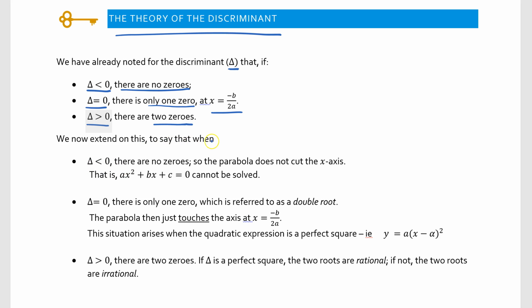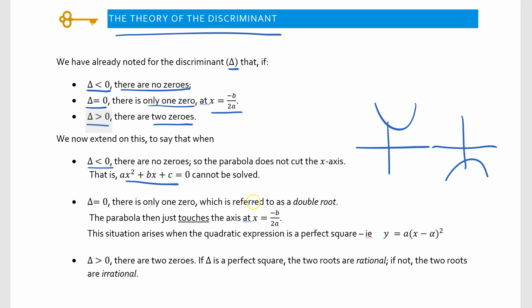So we're just going to build on that now to say if the discriminant is less than zero, then again, something we already know, that can't be solved, the parabola doesn't cut the axis. So depending on the value for a, if a is positive, our parabola must be concave up and doesn't come below the axis. If a is negative, our parabola must be concave down and doesn't come up above the axis.